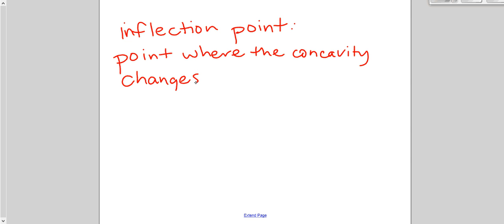Now I have my own term for a point that you think might be an inflection point, you just haven't found out yet. I call that a potential inflection point. And I like to abbreviate that PIP, potential inflection point. That means you have some points, you think they might be inflection points, you just haven't found out for sure yet. It's kind of like critical points. You get your critical points, you think they might be maxes or mins, you just haven't found out for sure yet.